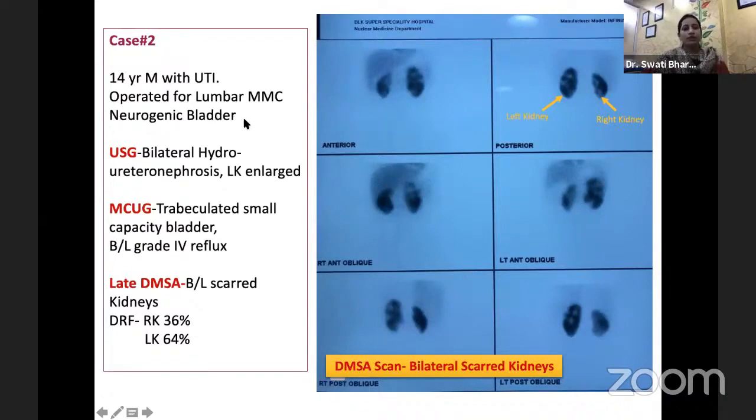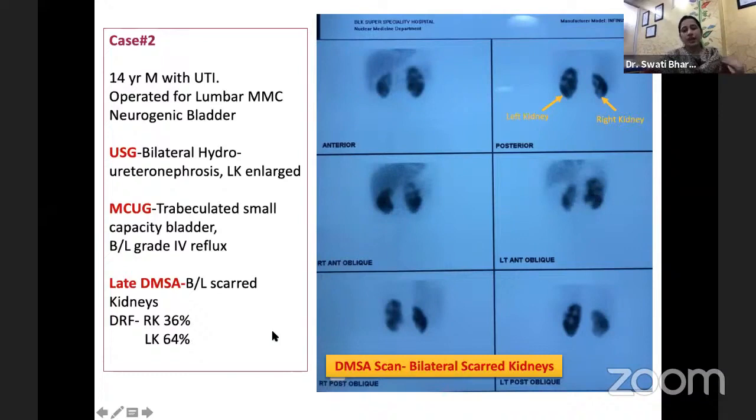He had regular dribbling of the urine. Ultrasound showed bilateral hydroureteronephrosis and the left kidney was enlarged. And MCUG showed a trabeculated small capacity bladder with bilateral grade 4, grade 5 reflux. After treating the UTI, his renal functions went back to normal, but we did a DMSA scan. This showed extensive scarring, which can be seen as multiple photopenic areas over both the kidneys. The left kidney is enlarged and a dilated collecting system can also be seen.